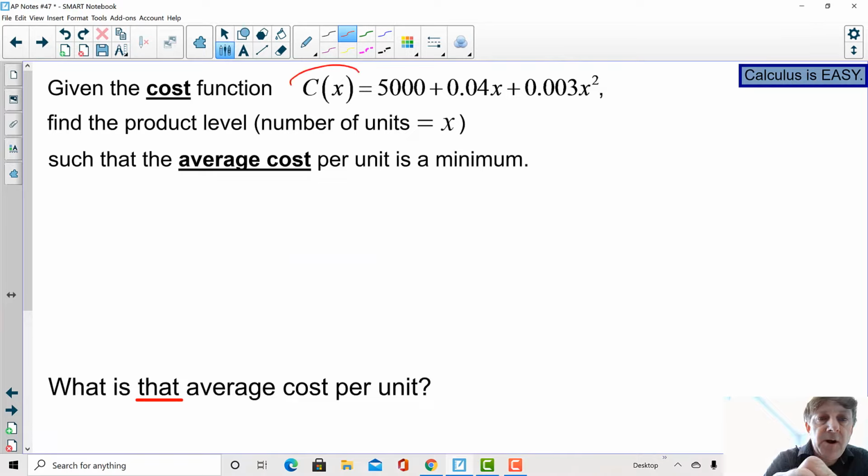Okay, you can see they give you the cost function up here, and they want you to find the x, which is the product level, such that the average cost is a minimum.